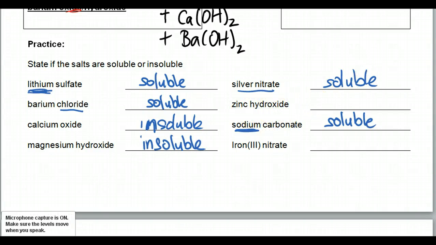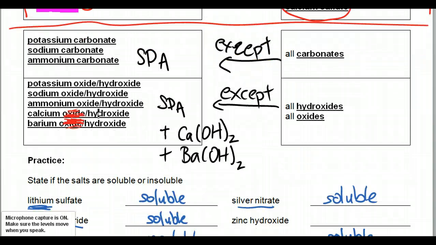Now, how about zinc hydroxide? So let's look through the table again. Is zinc hydroxide under the soluble side? No. So therefore, zinc hydroxide must be under the insoluble side. So zinc hydroxide is insoluble.